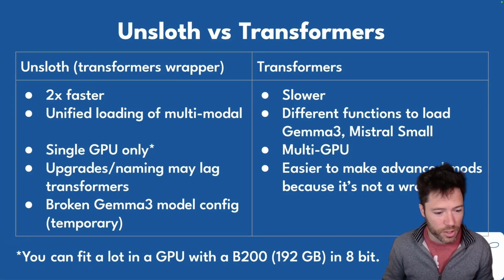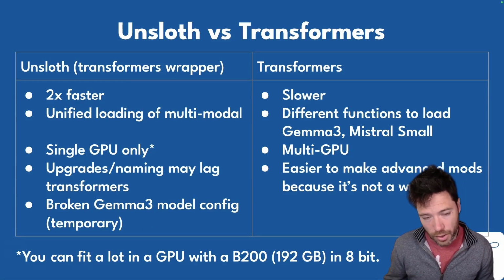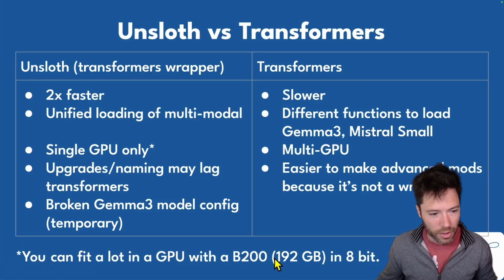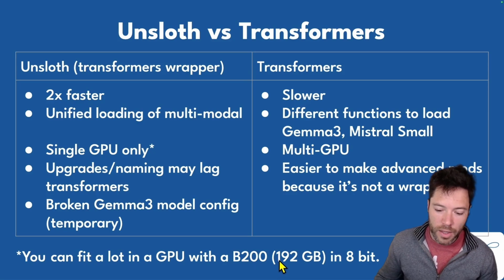So if you do fine-tune a Gemma 3 model on Unsloth, I'll point you to an issue where there's potentially a fix. I expect that it will be fixed at some point, but something to keep a note on. And also, you should note that GPUs are getting very big, like a B200, which you can rent on RunPod now, I think for $8 an hour. It's 192 gigabytes in VRAM.